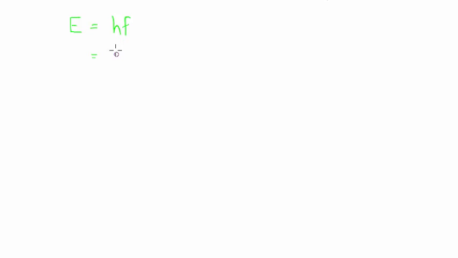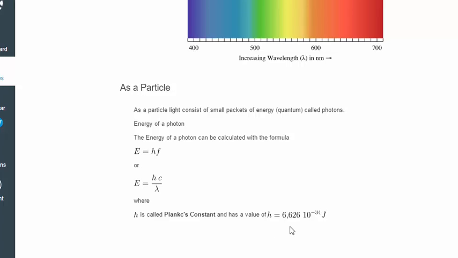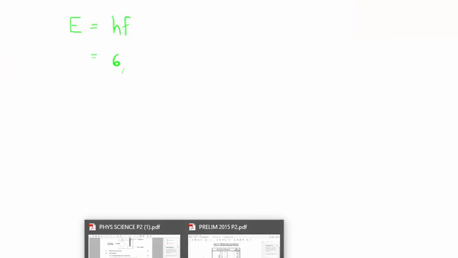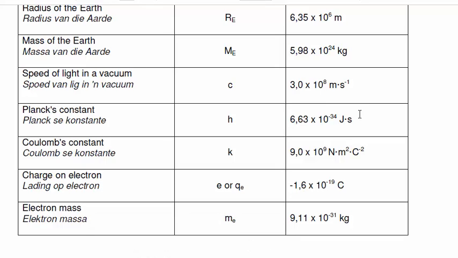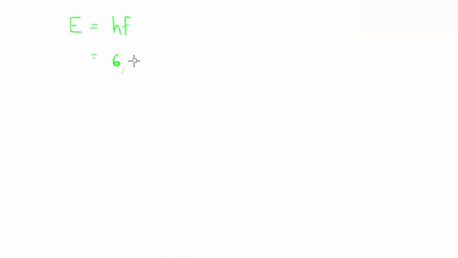Now, in other words, that is taking Planck's constant, which is given there, 6.626 times 10 to the power of -34. So let's use the one that's on the tab. Planck's constant here is 6.63 times 10 to the power of -34. So this is a constant times the frequency of that light.